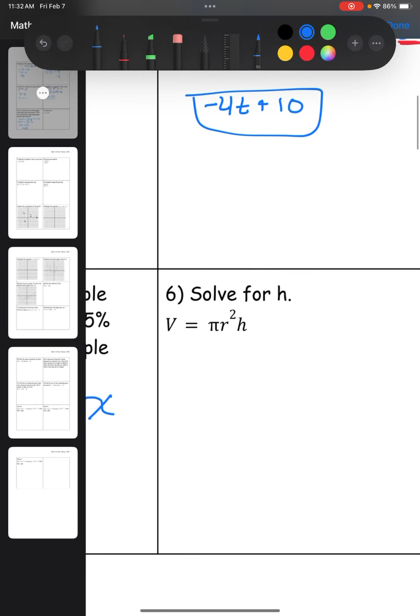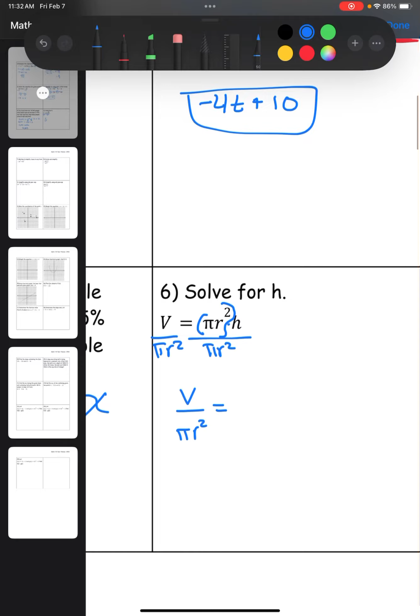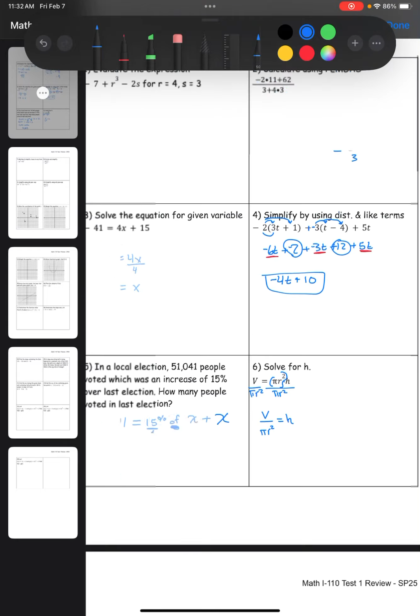Number 6, solve for h. This is where you want to do the opposite operation that's happening, right? So h is being multiplied by this part right here, pi times r squared. So what we're going to do is get rid of it by dividing both sides by pi times r squared. That gives you v over pi r squared equals h. That's all you have to do for that one.